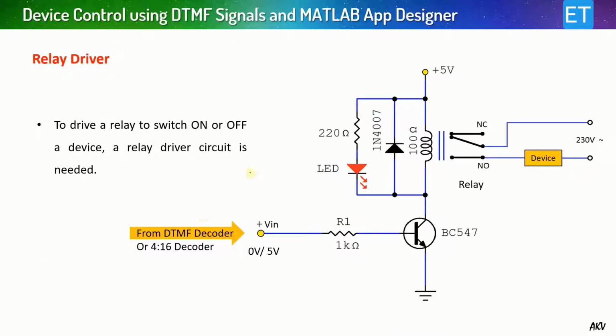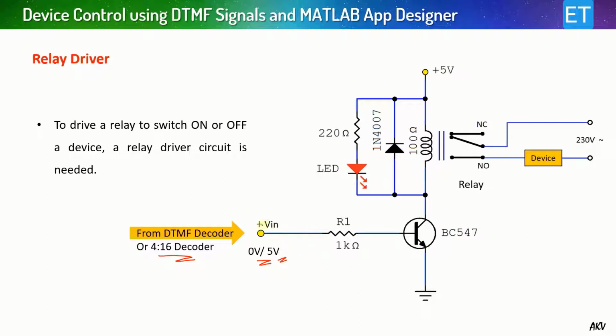So this is the circuit of your relay driver. To drive a relay switch on or off, a relay driver circuit is needed to avoid any loading. So this is the input, which is coming from the 4:16 decoder, or you can connect this circuit directly to the DTMF decoder. So at the input you are getting either 0 volt or 5 volt. So this relay will be activated if the input is 5 volt.